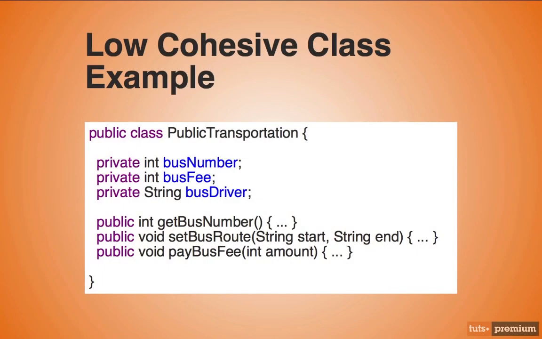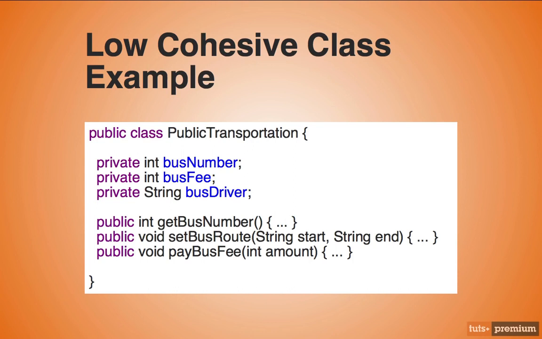So let's now take a look at an example of a simple class with low cohesion. Here's some sample code showing a public transportation class, which models riding a bus for public transportation. We might have instance variables for the bus number, which is the actual bus that you're riding, the bus fee, which is how much it costs to ride the bus, the driver, and a few methods for getting the bus number, setting the bus route, and paying the bus fee. You'd likely have some other methods here, but I'm only including the bare minimum just to illustrate the concept.